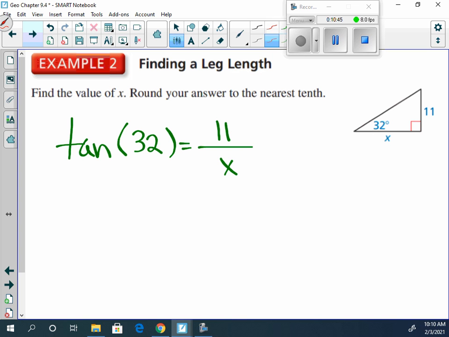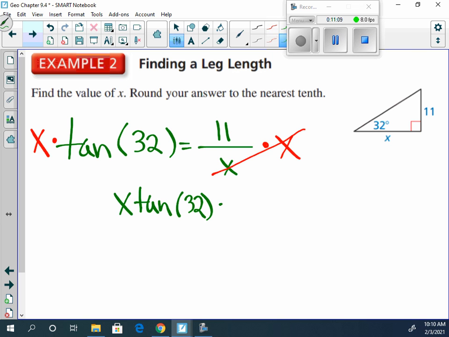So at this point here, we would multiply both sides by x because we're trying to solve for x. We want to get x by itself. And the first thing we need to do is get x out of the bottom of that fraction. So we multiply both sides by x because these will cancel out. And that leaves me with x tangent of 32 is equal to 11. Any questions on this here so far?